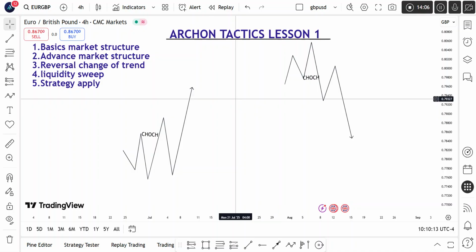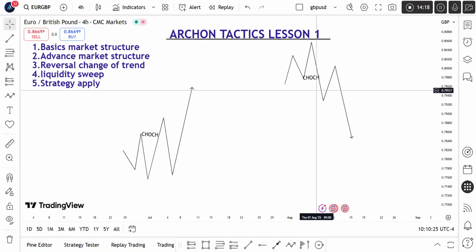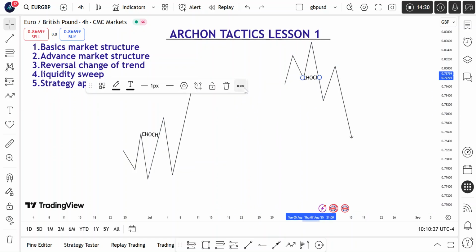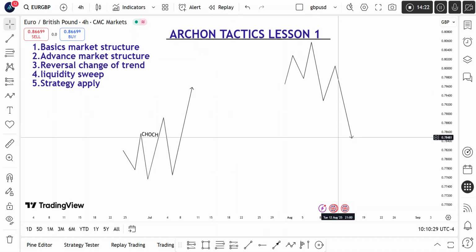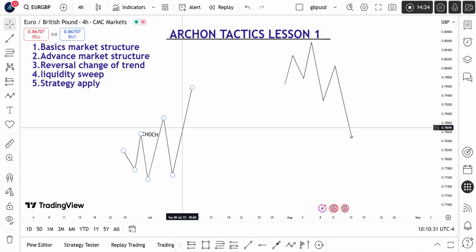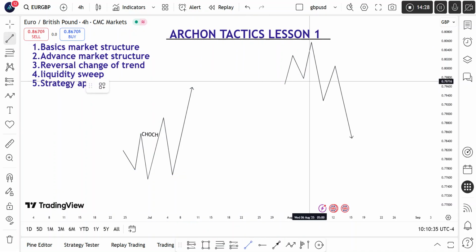Some people might call it a break and retest or something like that, but I don't care. What we are seeing here is that, and then now what we have on this side.